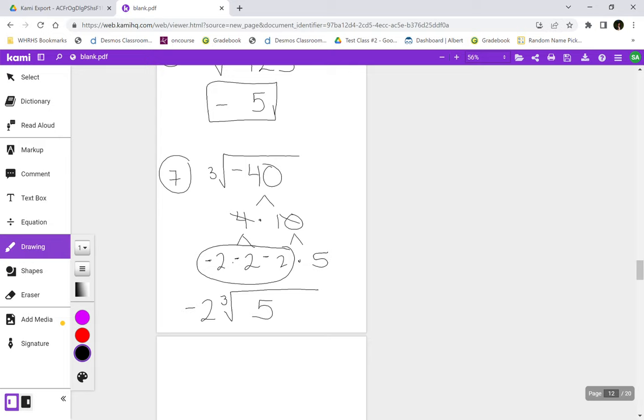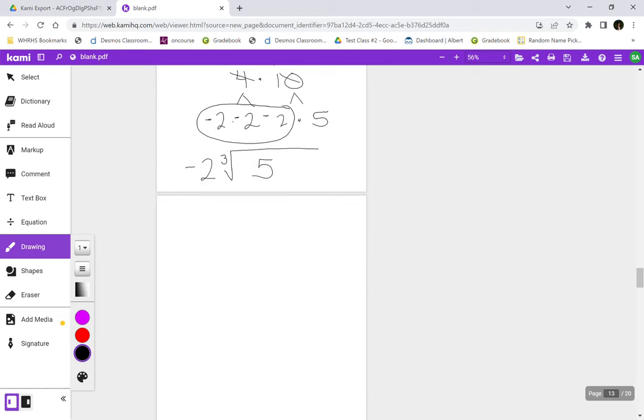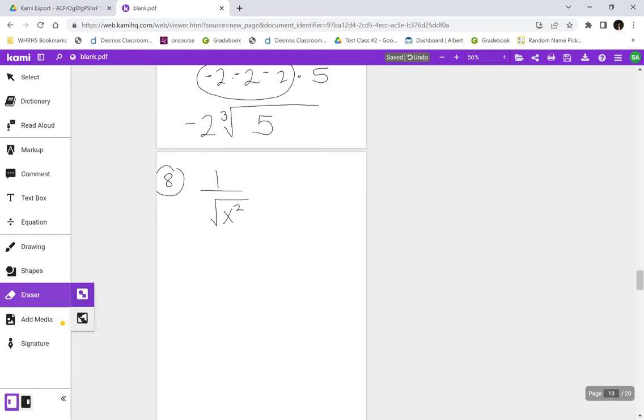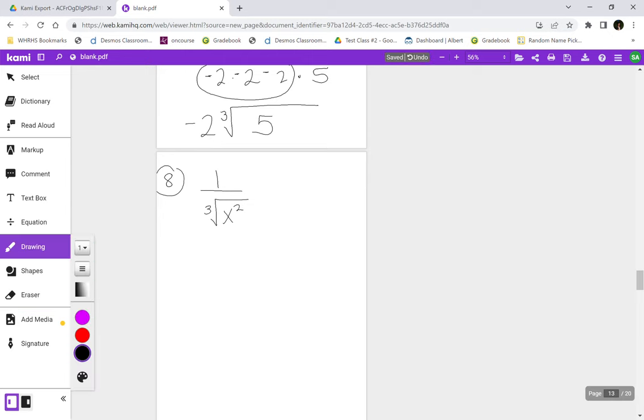Anything else I wanted to show you? Okay, let's look at this next one. One over the cubed root of x squared. When it was a square root in the denominator, weren't we just multiplying it by itself? Right, but if you were to just multiply this by itself again, you would have the cubed root of x squared times the cubed root of x squared. Wouldn't you get the cubed root of x to the 4th? And wouldn't that just be x times the cubed root of x?